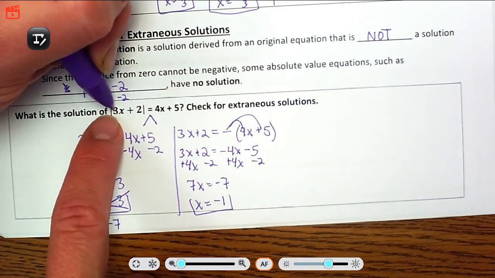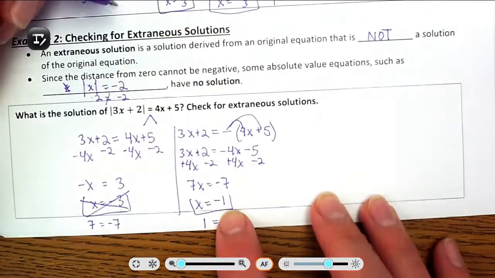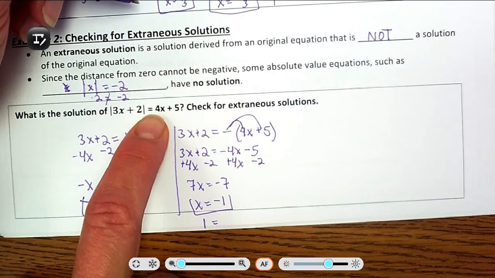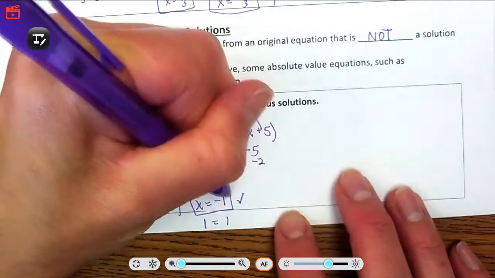Try negative 1. 3 times negative 1 is negative 3, plus 2 is negative 1. Absolute value is 1. Negative 1 times 4 is negative 4, plus 5 equals 1. So this one works.